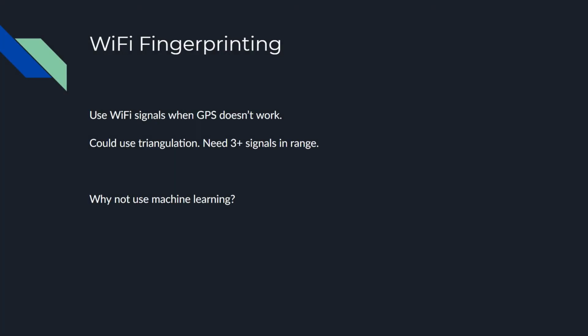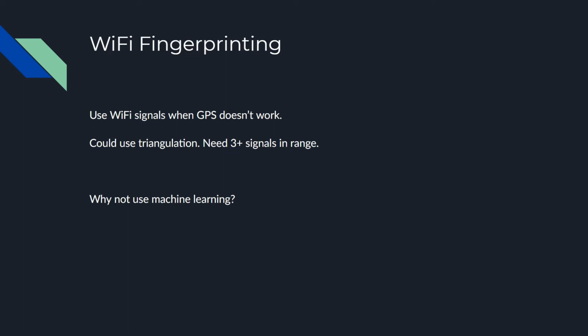So Wi-Fi fingerprinting uses Wi-Fi signals when GPS isn't available. One common technique would use triangulation to try and find the location of somebody using up to 3 or more signals. Now the trouble is, 3 or more signals might not always be available, and there are several other issues. The strength of a Wi-Fi signal does not always indicate the exact distance that a person is from that wireless access point. So, we need other ways to try and detect the person's location.